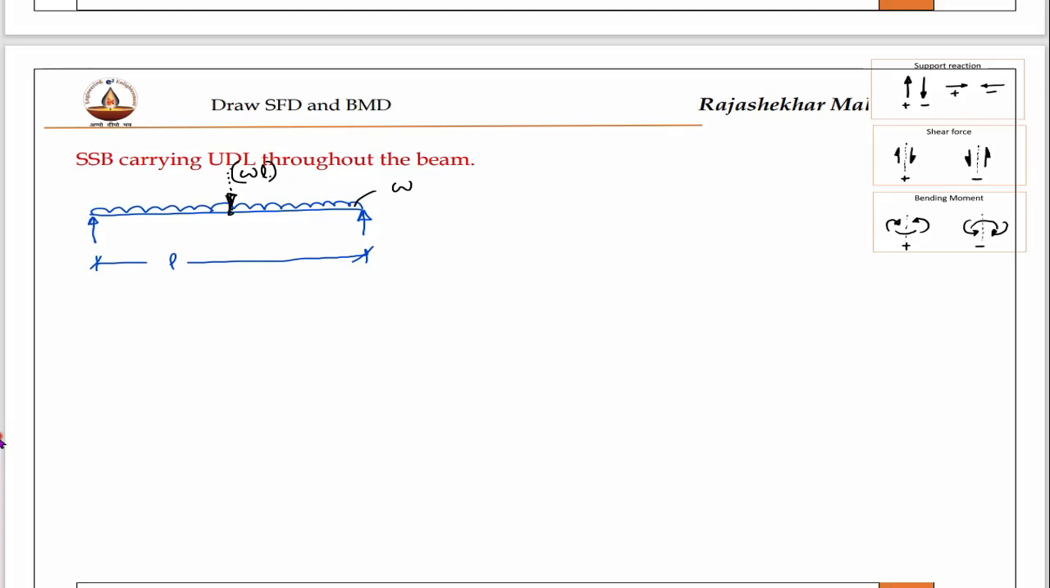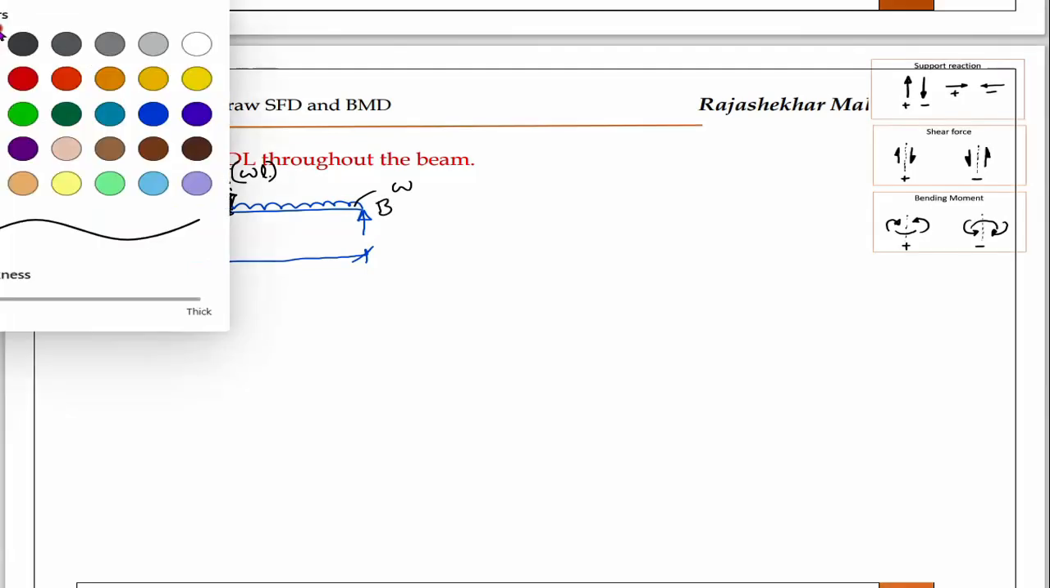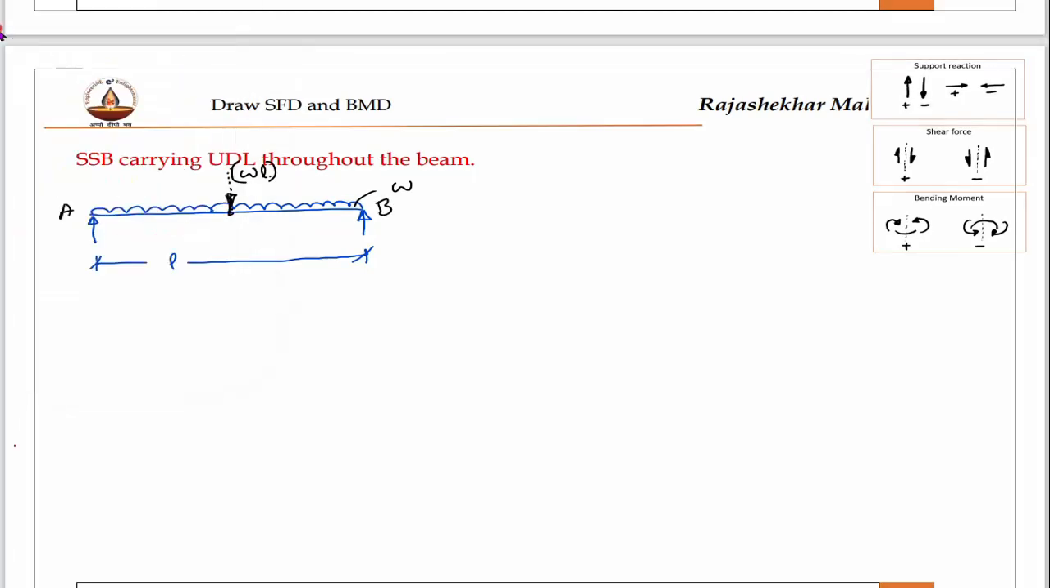Now shear force diagram. For that, this is A and this is B. We'll find support reaction. The total load is WL and symmetry is there, therefore WL by 2, and this is also WL by 2. This is because of symmetry. Now shear force at left of A means this side, that is obviously 0.